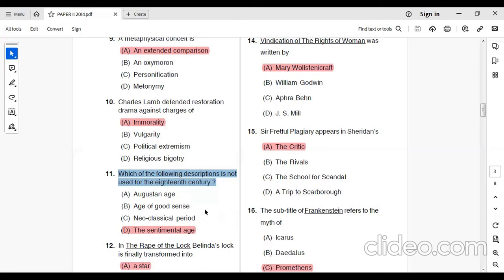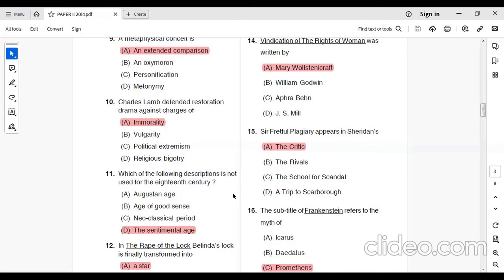One more thing is about the classical age, this 18th century. The 18th century in England is also called the classical age or the Augustan age. In literature, it is also called the age of good sense or the age of reason. So the 18th century is called the Augustan age, age of good sense, neoclassical period, age of reason.